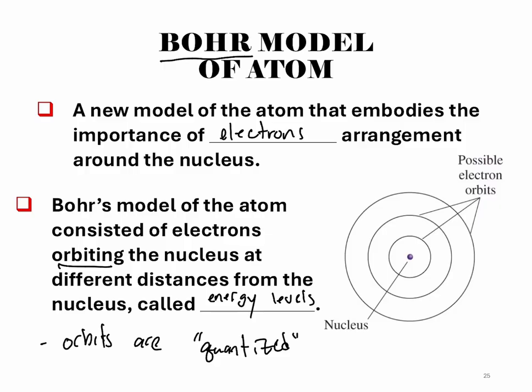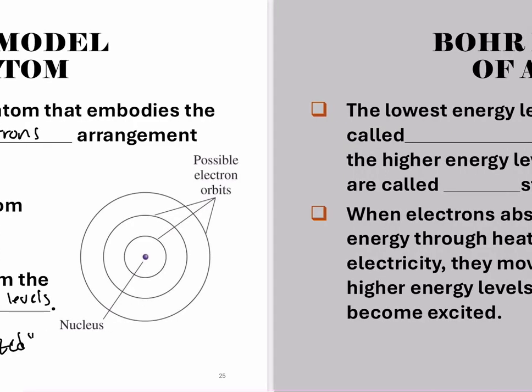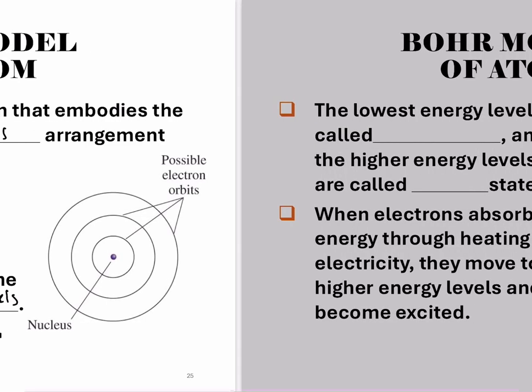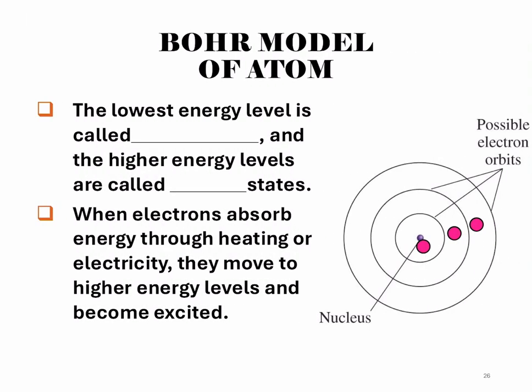And so how these energy levels are filled, they're going to be basically filled from the lowest energy to the highest energy. The lowest energy is called the ground state.